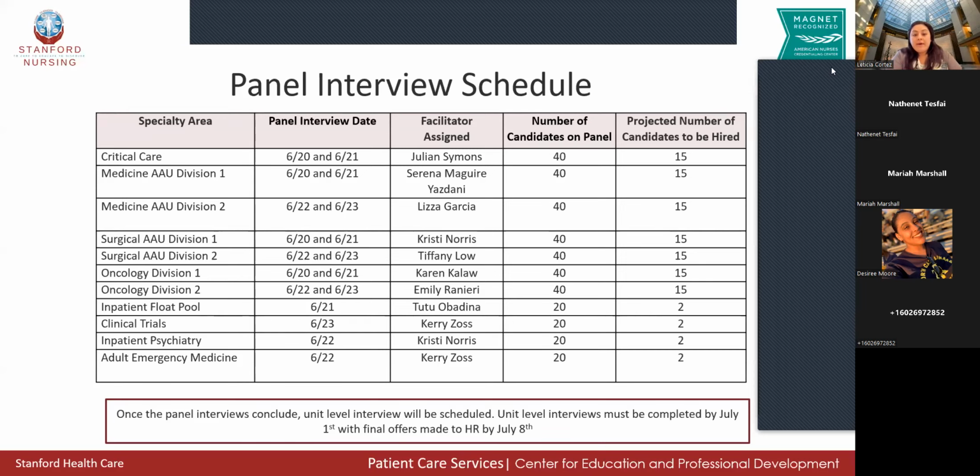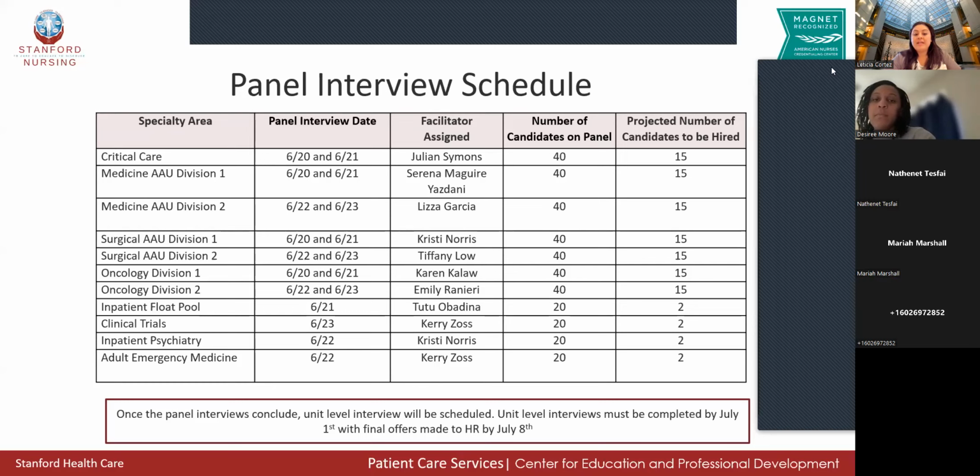So if you look at critical care, we have 40 people that will be placed on the panel with an intent to hire a projection of about 15 candidates. Our medicine, surgical, and oncology divisions are divided into two because they're larger departments of the hospital. We're bringing in 80 candidates with an intent to hire 30. So it's 40 on each panel with an intent to hire 15. And so those are our larger departments. So if you're interviewing for one of those, the interviews are separated into two sections because it's just a larger volume of people we're bringing in.